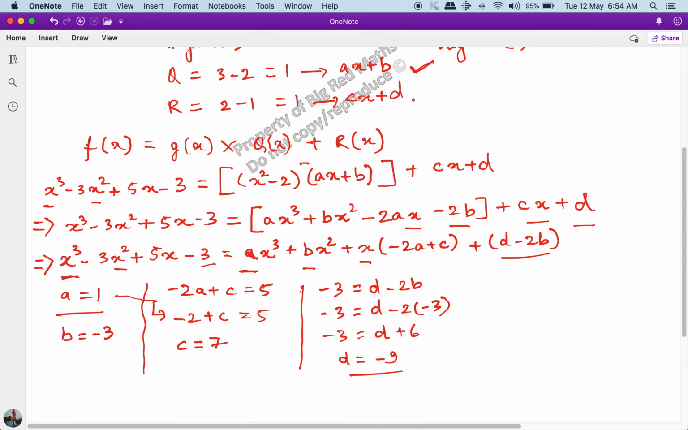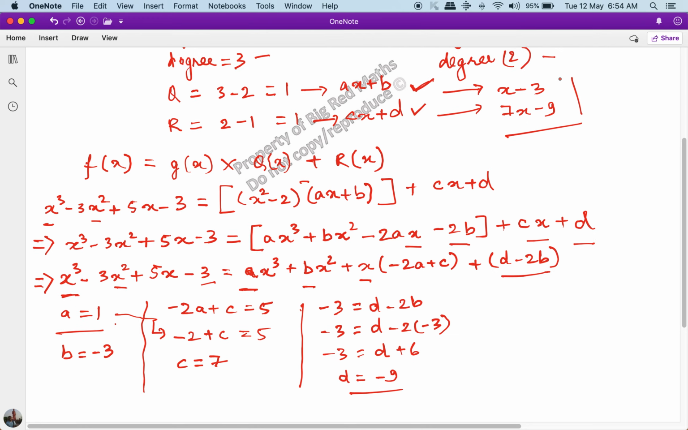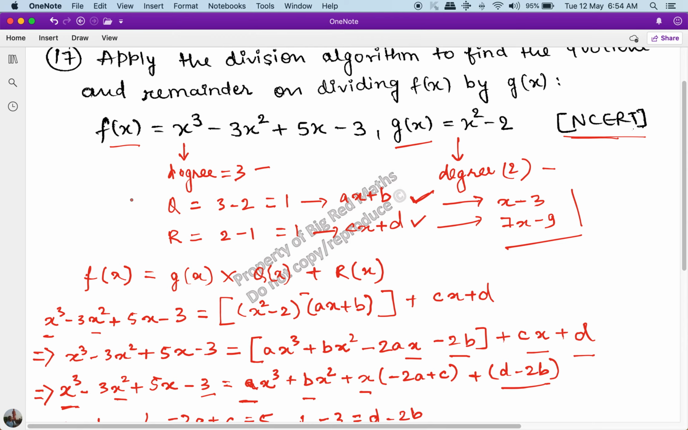I assumed ax plus b here, and cx plus d here. So now look at what my answer will be. If you divide this f(x) by this g(x), the quotient will be ax plus b, and a is equal to 1, so it will be x plus b. b is minus 3, so it will be x minus 3, and the remainder will be cx plus d, so it will be 7x minus 9. And this is the solution, my friends. If you divide f(x) by g(x), then this will be your quotient q(x), and this will be your remainder r(x).